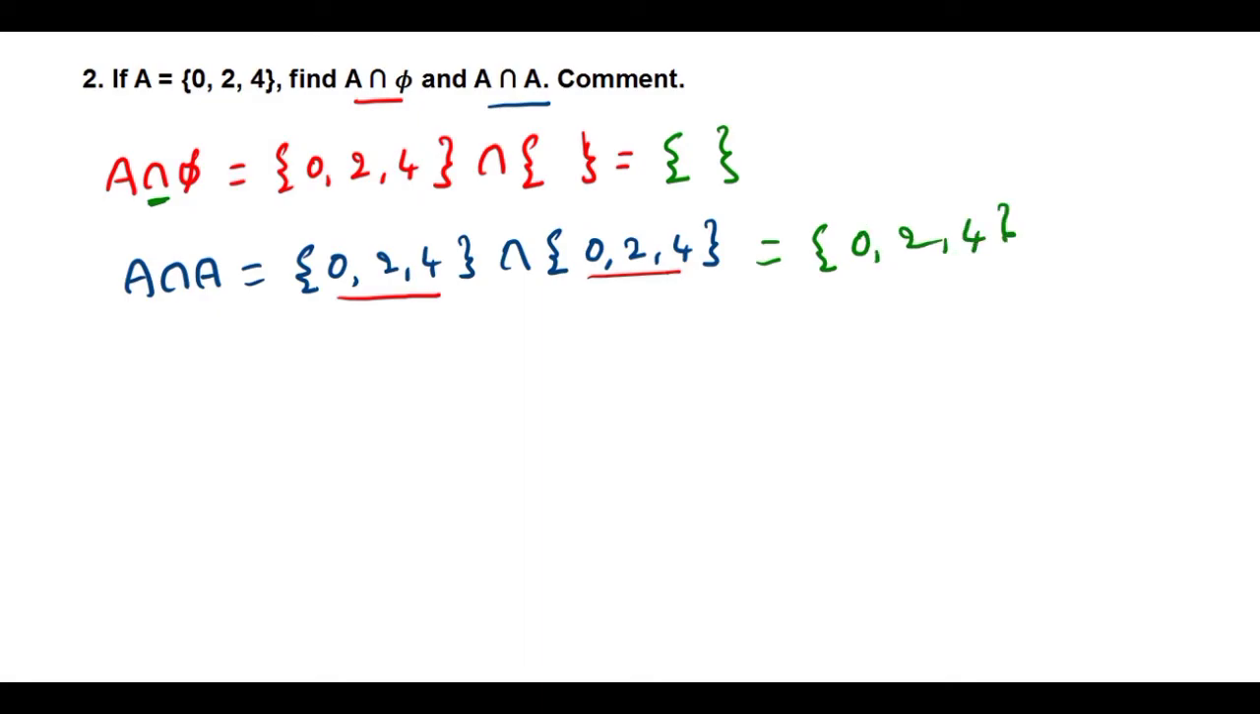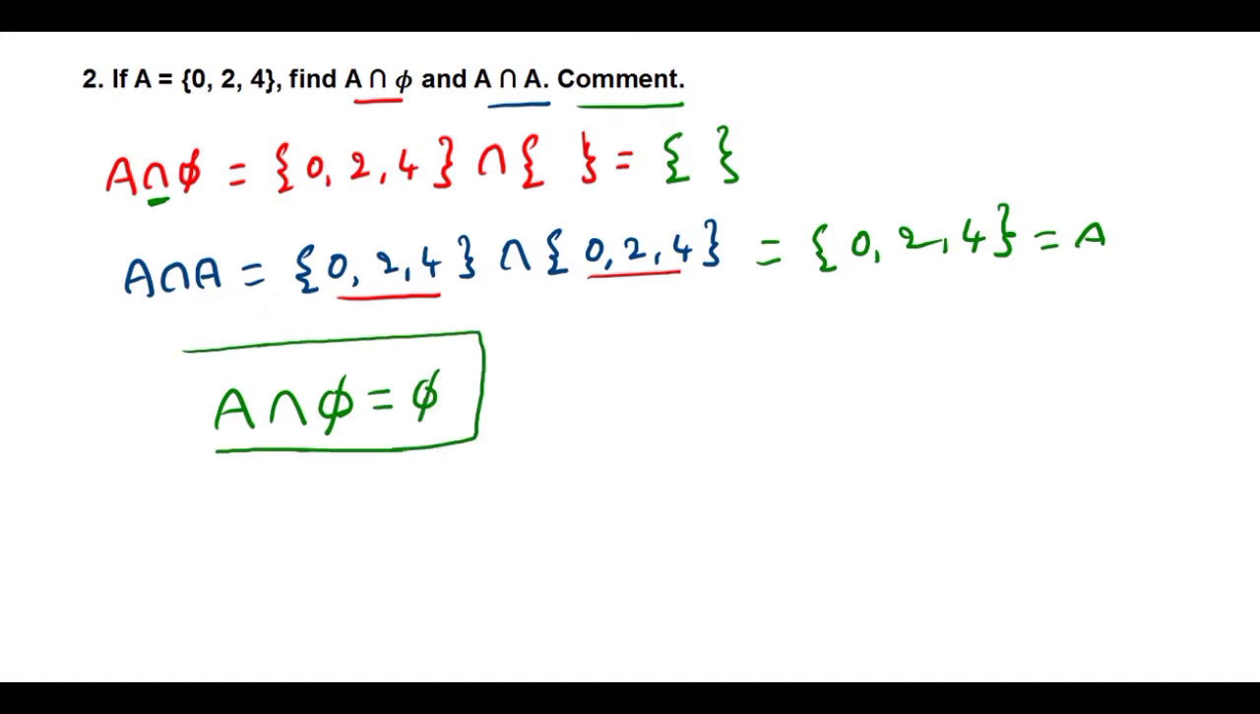That means when we have the same common element in both sets, we write that number. Like 0, 2, 4 and 0, 2, 4. What is common in both? 0, 2, 4, that is equal to again A. So what do we conclude? Very important: if you take any set, A intersection null set always gives the null set. A intersection null set is always the null set. Similarly, A intersection A is always A. Very important points.